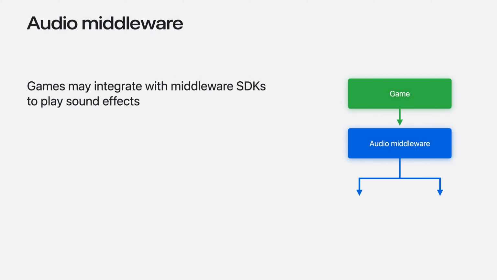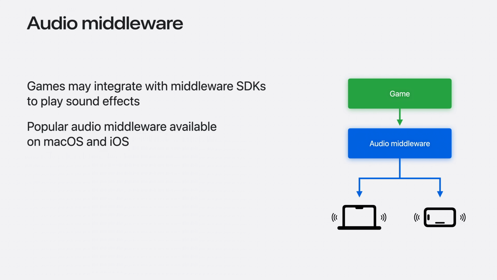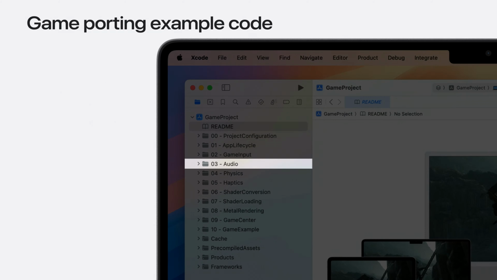Your game's logic may also integrate with middleware SDKs to play music and sound effects. If this is the case, popular middleware like Audiokinetic Wwise and FMOD are available for Apple devices. Check out the game porting example project, which uses PHASE to play back stereo sounds as the player shoots or objects collide in the game.